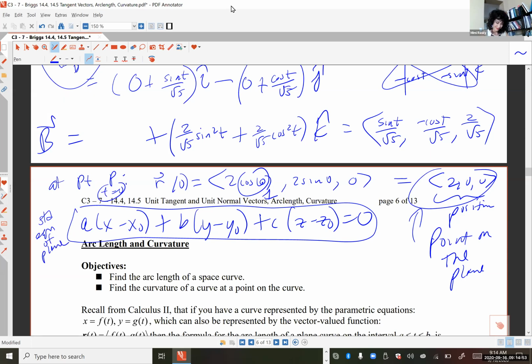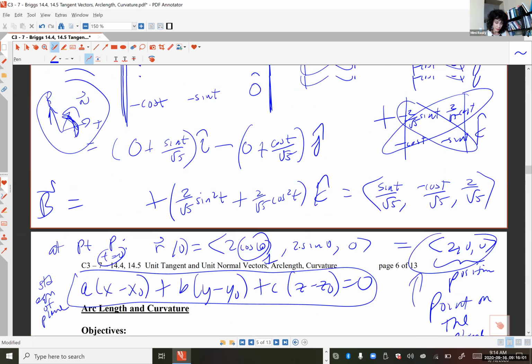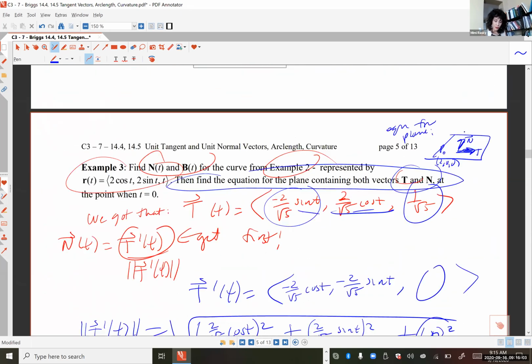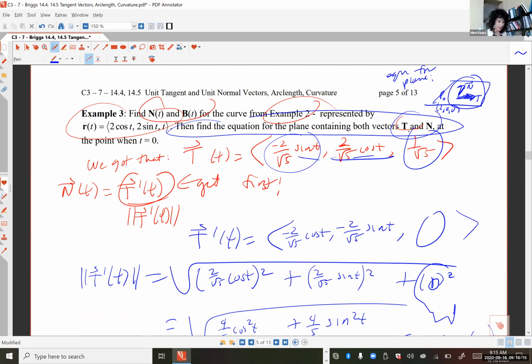Can you remind me what information we have currently? Yeah, I sure can. You have two vectors that you know are contained in the plane. And we also have a point in the plane when time t equals 0. So we have an equation that has these guys and this guy. Does that help? Cross product.